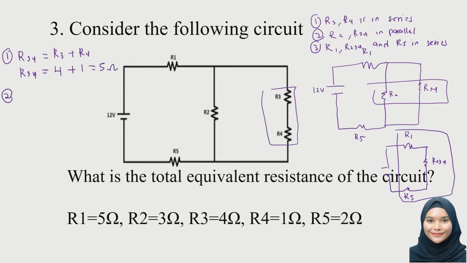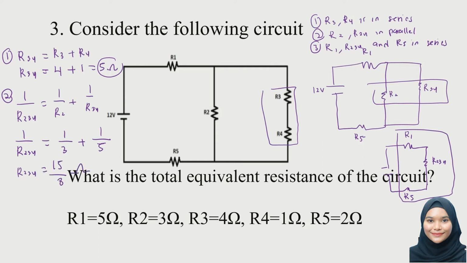The second one is R2 and R34 in parallel. So this becomes 1 over R2 plus 1 over R34. We know the resistance of resistor 2 is 3 ohm, and the resistance of resistor 34, which we already found, is 5 ohm. So we will get R234 equals 15 over 8 ohm.